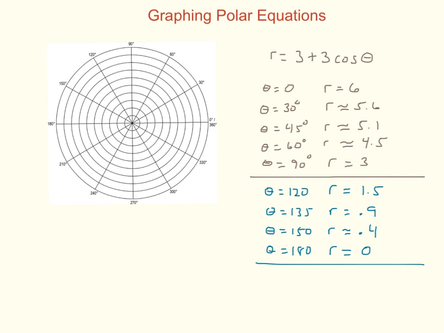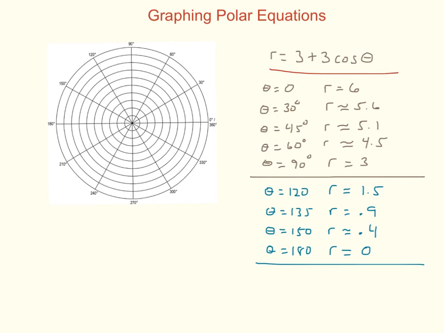Now what we're going to see here is graphing polar equations. And the polar equation that we have in this case is r equals 3 plus 3 cosine theta. Now I've gone through and identified some values so far. When theta equals 0, r is 6.